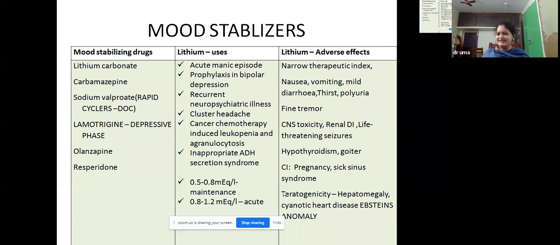So the adverse effects are, they have a narrow therapeutic index. They produce nausea, vomiting, diarrhea, thirst, polyuria. Fine tremors occur initially, but when there is toxicity with lithium, it will produce coarse tremors also. CNS toxicity, nephrogenic diabetes insipidus, life-threatening seizures, hypothyroidism, goiter. It should not be used in pregnancy and in sick sinus syndrome. When it is used in a pregnant woman, it produces Ebstein's anomaly, cyanotic heart disease.